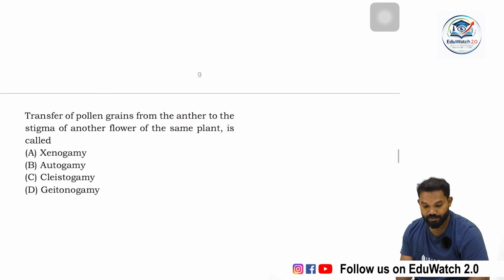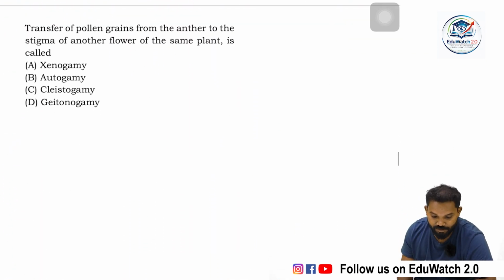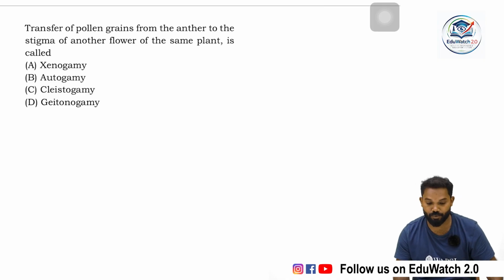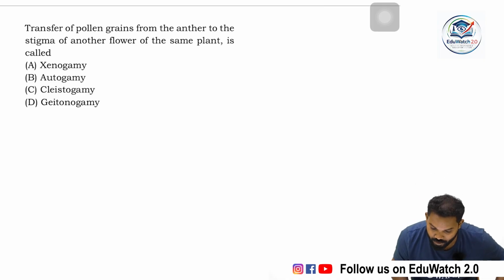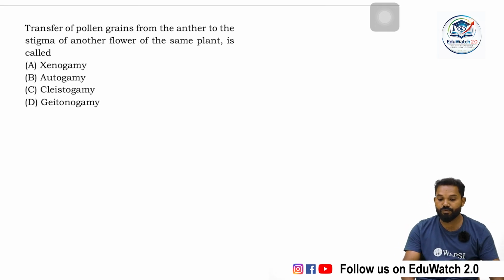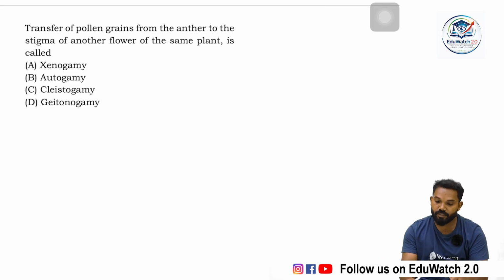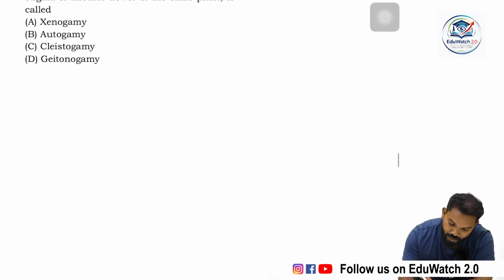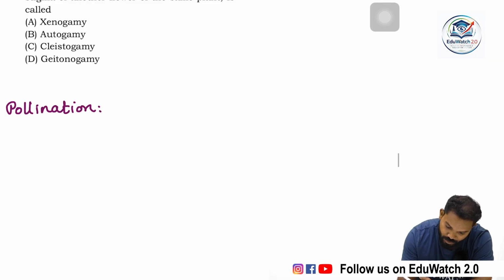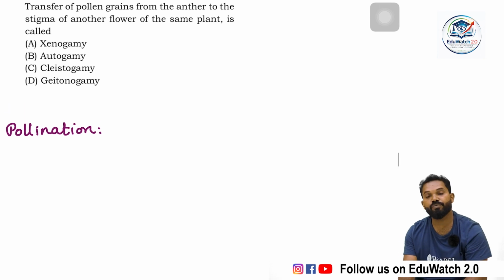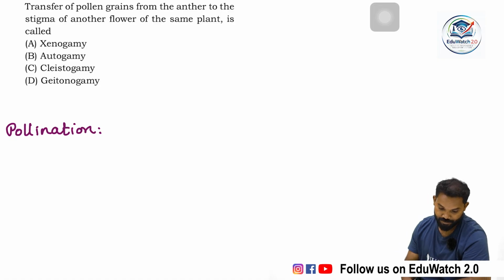So moving to the next question, that is also coming from sexual reproduction in flowering plants. Transfer of pollen grain from the anther to the stigma of another flower of the same plant. Here the transfer of pollen grain from the anther of one flower to the stigma of the same flower or another flower, that process is known as pollination. Pollination is the first process of sexual reproduction in angiosperms or gymnosperms, higher plants.